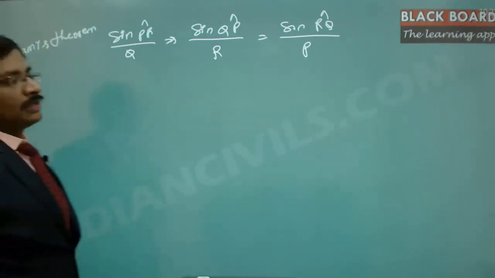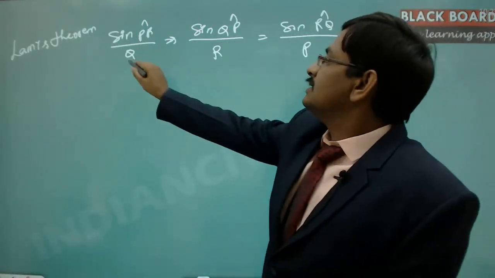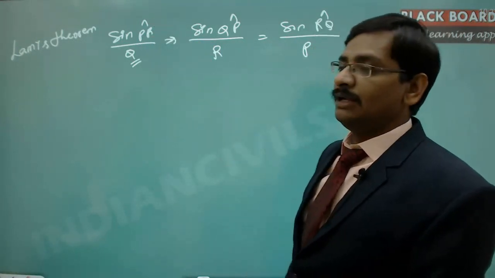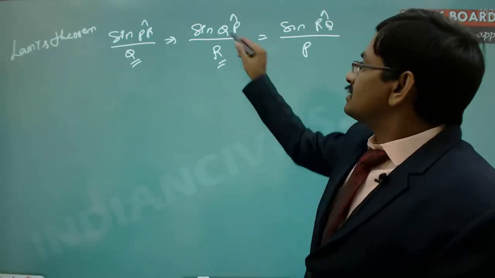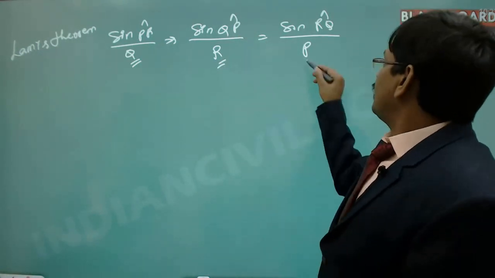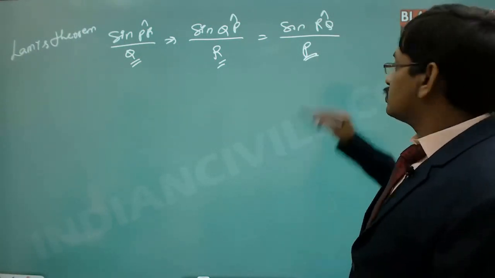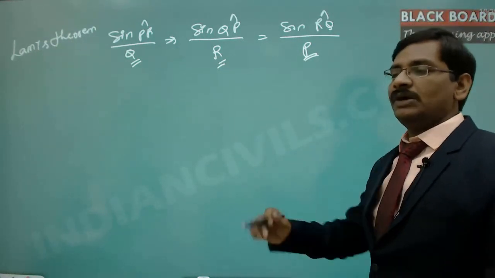See this: in the denominator is the vector Q, and the angle that needs to be considered is between P and R. For R, the angle that needs to be considered is between Q and P. Similarly, for P, the angle that needs to be considered is between R and Q. So leaving out that vector, we consider the angle between the other two vectors. This is Lami's theorem.